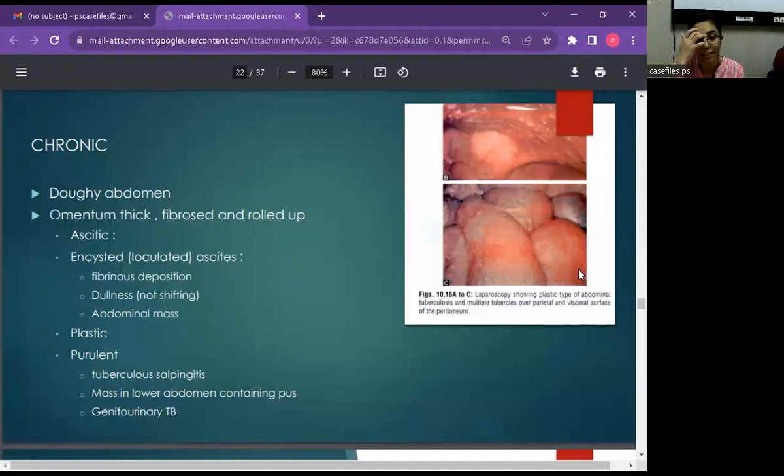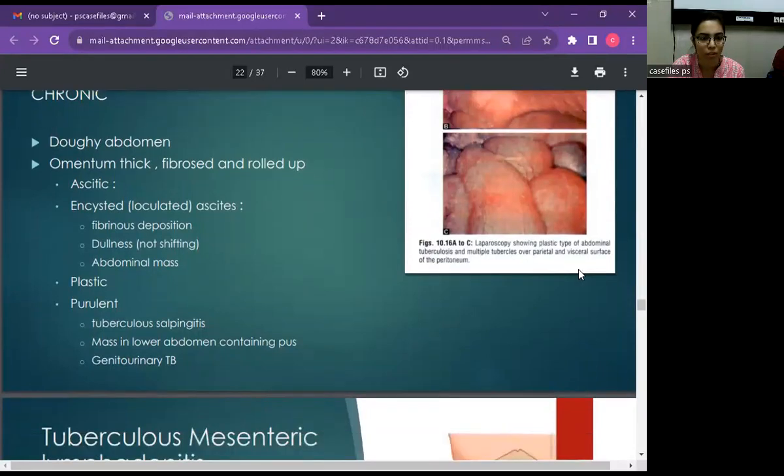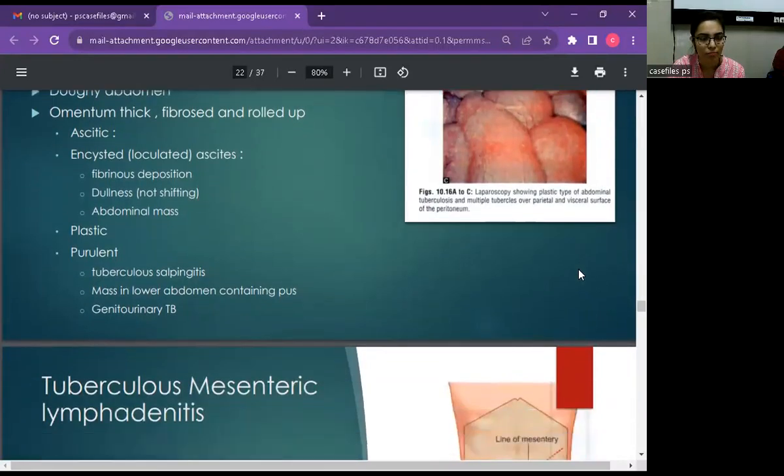This can present as ascites, which is loculated formation with fibrinous deposition. On examination, dullness can be present, which is not shifting type, as this is a loculated part, and an abdominal mass. Then third is plastic, and fourth is purulent, which can present as tubercular salpingitis, a mass in the lower abdomen containing pus, and genitourinary TB can also present like this.